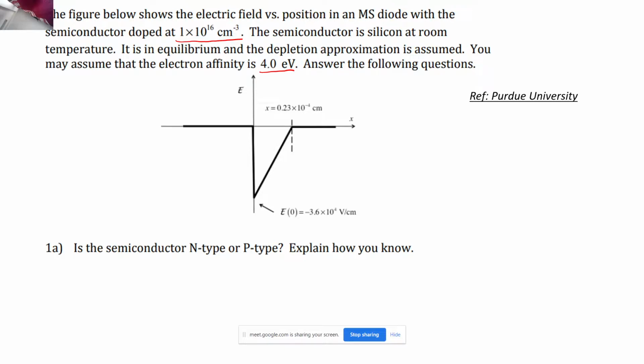So can you please help me in solving this question? How will I be able to determine, just by looking at the electric field profile, whether the semiconductor is N type or P type? How should I proceed for solving this question? Slope. Yeah, slope, correct. So what is the slope? Is it positive or negative?